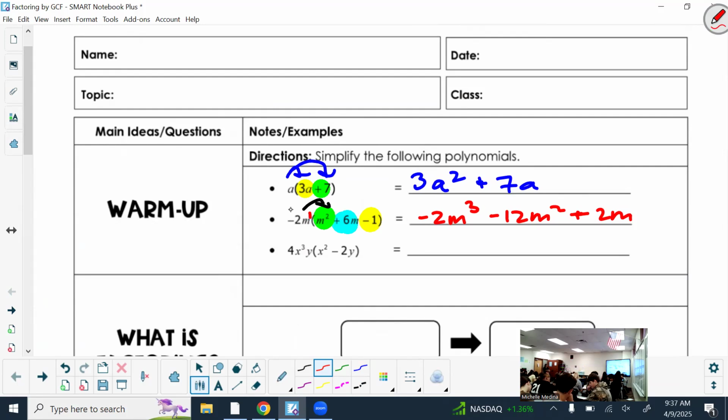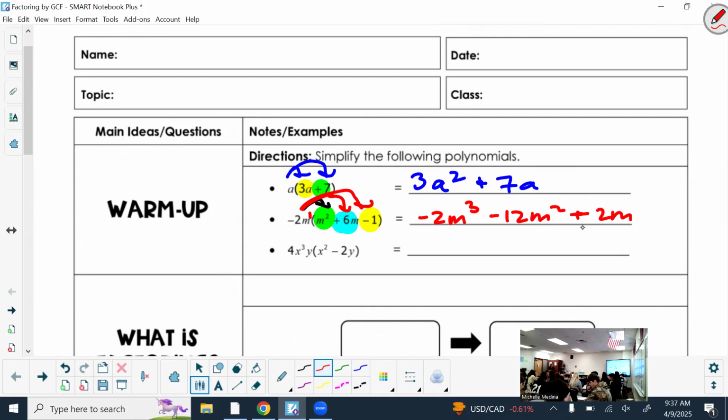So that is correct so far. Now multiply by the 6m. So class, -2 times 6 is -12. And m times m squared is m cubed. Good so far. Now the last term.